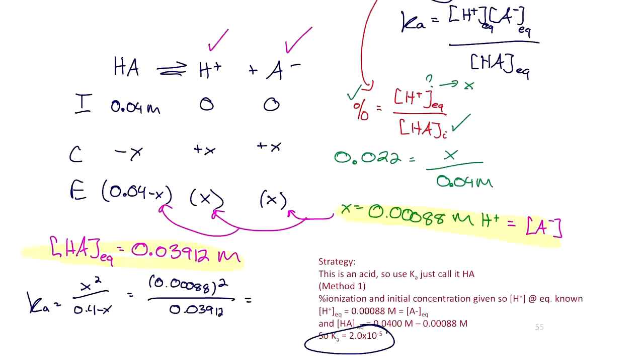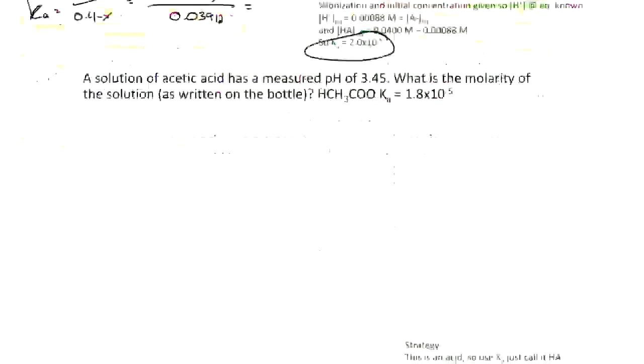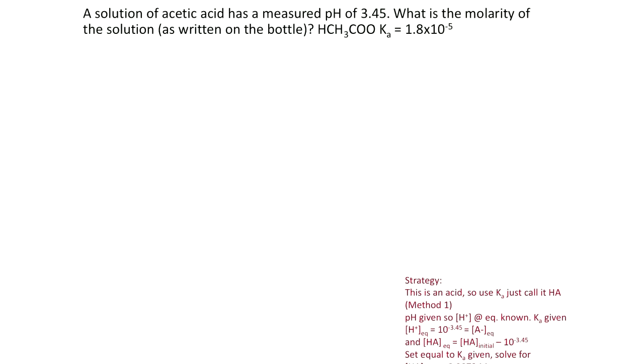All right, so let's just do one more of these. We have a solution of acetic acid. There's its pH. What is its molarity? That's written on the bottle. So you go to lab, you have an acetic acid solution at 25 degrees Celsius. You put your pH probe in and measure its pH, and we can figure out what concentration we should write on the bottle here.